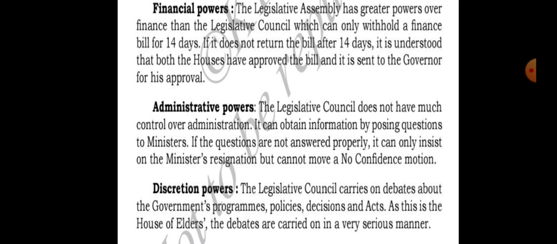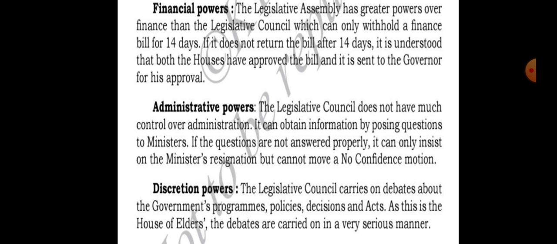Okay, now what are the financial powers of the upper house of our state legislature? The Legislative Assembly has greater powers over financial matters, as we have discussed earlier, whereas the upper house, that is Vidhana Parishad, can hold the bill for 14 days, and even after 14 days if they do not send the bill back, it is understood that they have accepted, then the House sends the same bill to the governor for his approval. That is the financial power of Vidhana Parishad or Legislative Council.